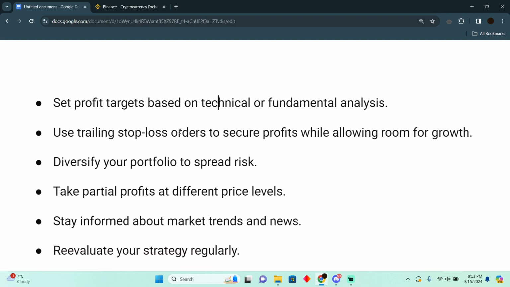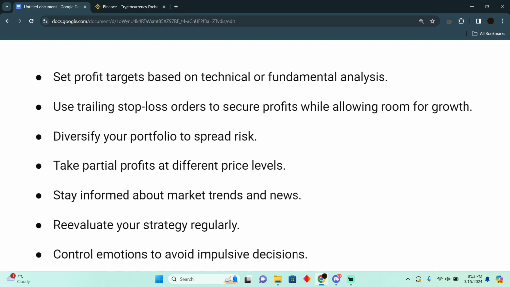Use a trailing stop loss. There's a stop loss order to secure profit, so you can use the stop loss order to secure profit. Diversify your portfolio to spread risk. This means don't just invest in one thing, invest in multiple things. They say, don't put all of your eggs in one basket. This is what it means.